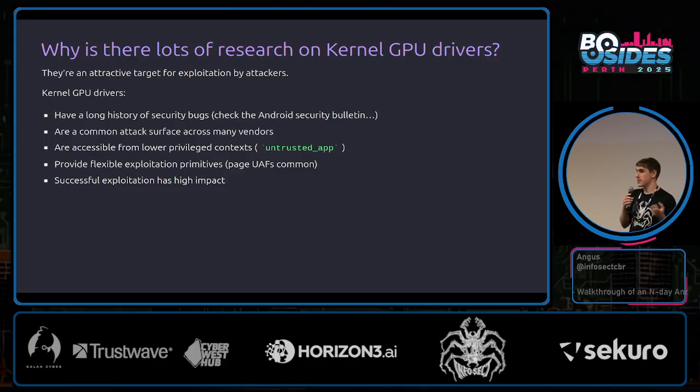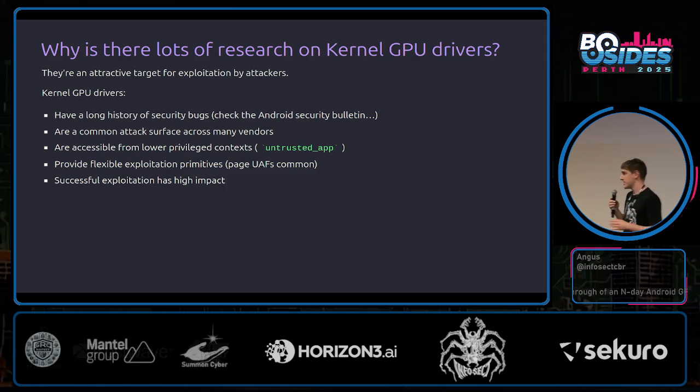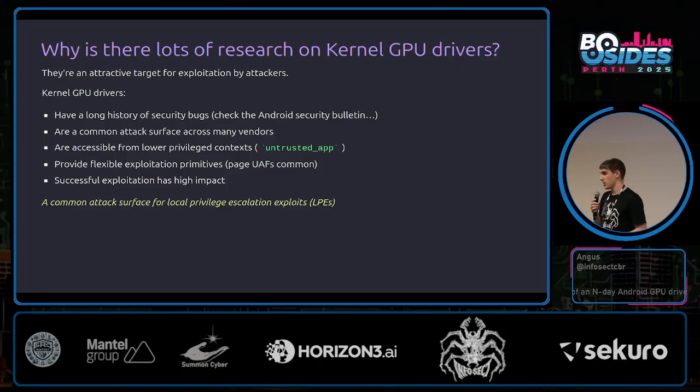And finally, because the kernel GPU driver is running in the kernel, if you find a bug in it and exploit it, you get full access to everything the kernel has access to, which is everything. This is utterly catastrophic for the end user of a device because it means that everything happening on their device is fully compromised. Kernel driver bugs are kernel bugs, which are really bad. So there's a lot of research on kernel GPU drivers from both attackers and defenders precisely because they're really, really interesting attack surfaces for local privilege escalation exploits.